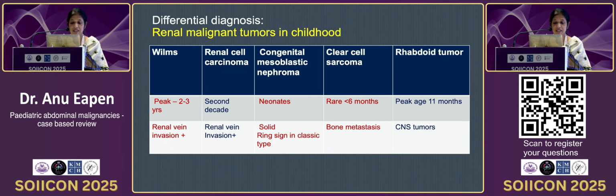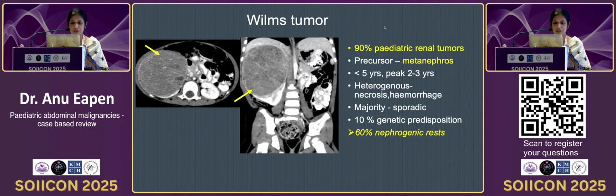So in a very young child you wouldn't consider renal cell carcinoma. Congenital mesoblastic nephroma occurs in neonates. It's a solid tumor. Sometimes you can see that ring sign with alternating hyperechoic, hypoechoic bands. Then clear cell sarcoma, again, it's less than 6 months. It's usually a tumor of early childhood, but one important feature is bone metastasis, whereas rhabdoid tumors, again, peak age is around 11 months. They have a high association with CNS tumors.